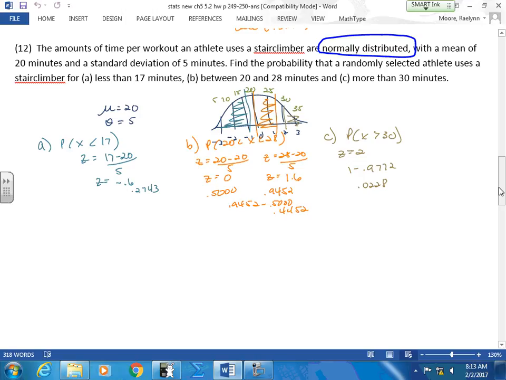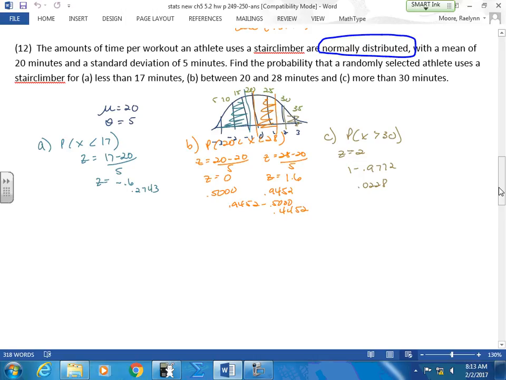So again, we have a stair climber, normally distributed with a mean of 20 minutes and a standard deviation of 5 minutes. Find the probability that a randomly selected athlete uses his stair climber for less than 17 minutes, between 20 and 28, and more than 30. Of all of these, which one is the unusual one?